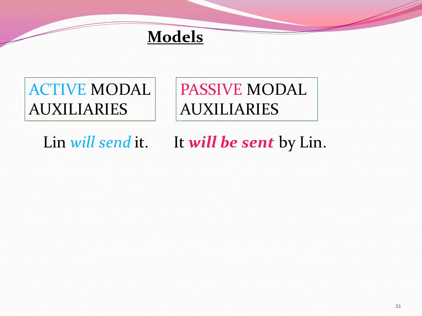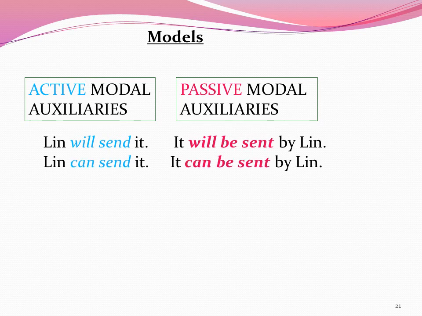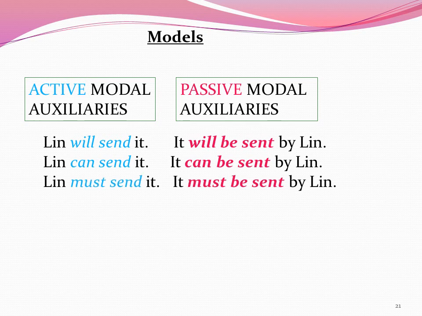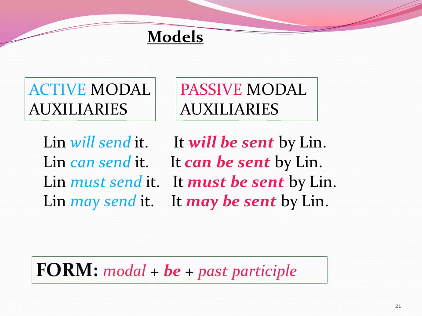Now, in case we have modal auxiliaries, how do we change them? Lena will send it becomes it will be sent by Lena. Or Len, sorry, Len will send it. It will be sent by Len. Len can send it. It can be sent by Len. Here, as you can see, will be, can be. Len must send it. It must be sent by Len. Len may send it. It may be sent by Len. So we conclude that modal auxiliary plus be plus past participle of the verb.